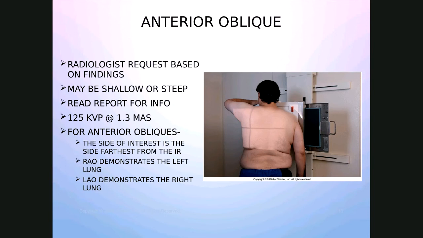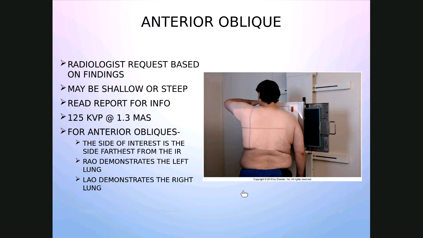And they'll typically tell you that they either want shallow obliques or steep obliques. What that's actually referencing is the angulation between the patient and the wall bucky or chessboard. If it's steep, it means they're farther away from the chessboard, and if they're shallow obliques, it means they're closer to the chessboard. So a lot of times I would encourage you to read the report for the information and see what exactly the radiologist is looking at, what they're looking for. The technique on these is 125 kVp at 1.3 mAs.